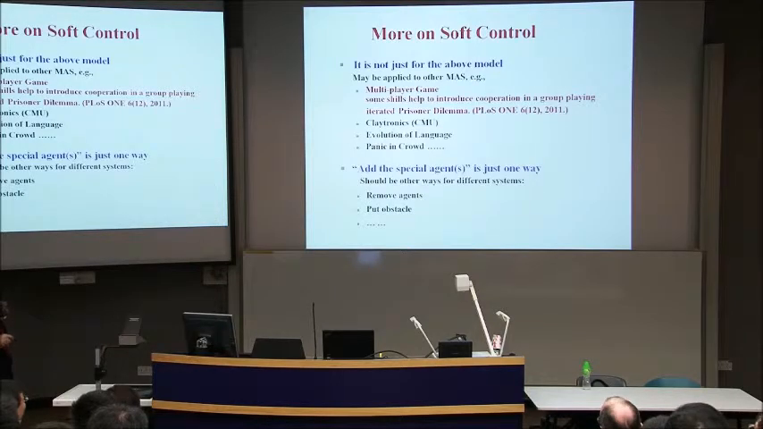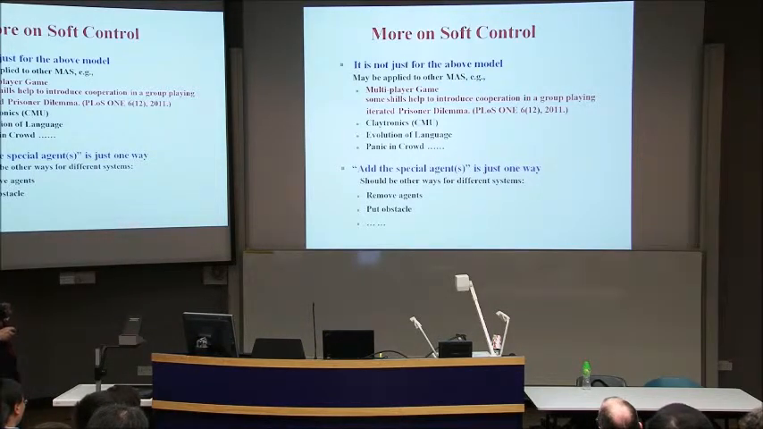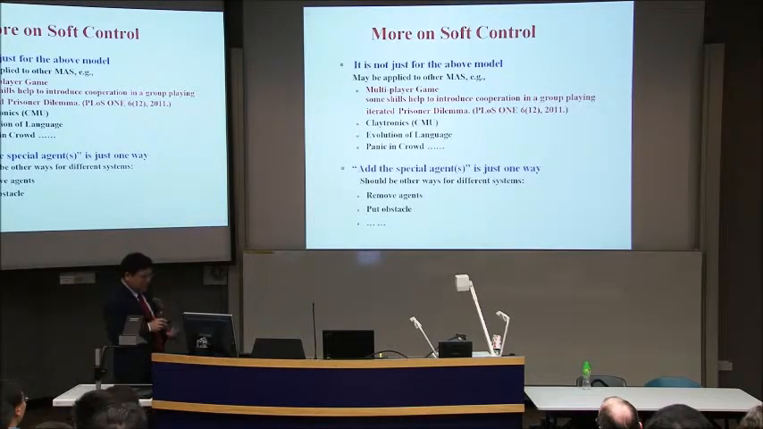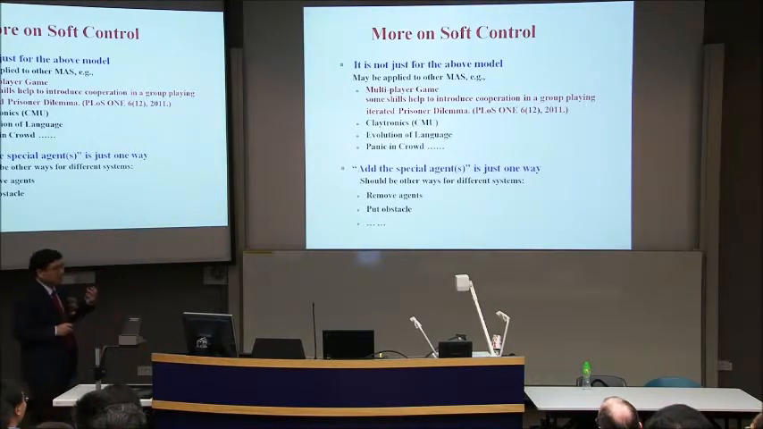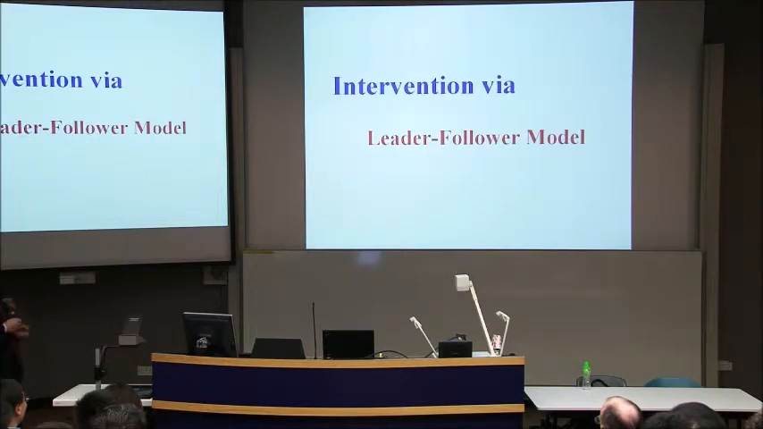I would like to mention that it's not just for the Vicsek model; it may be applied to other multi-agent systems. Adding a special agent is just one way. There should be other ways for different systems, for example, removing some agents or putting in some obstacles. That can also be regarded as a soft control method.